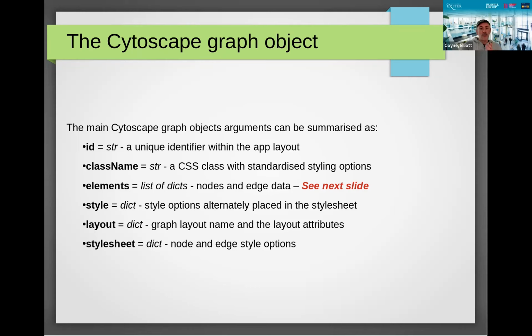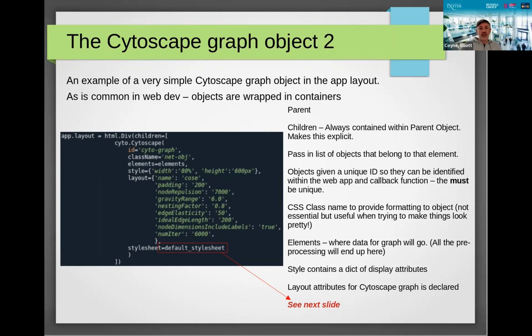Cool. So moving on, if we're considering the graph object again, so this is all considering the layout, some of the things to look out for, as I say, we've got our parent, which is kind of this whole object here. We've then got our children, and it's always contained within the parent object. So all we're doing here really is making it explicit. We're passing in the list of objects to that element, and they're given a unique ID, so cytograph. And so, as I said, they must be unique. You can't refer to different things with the same name.